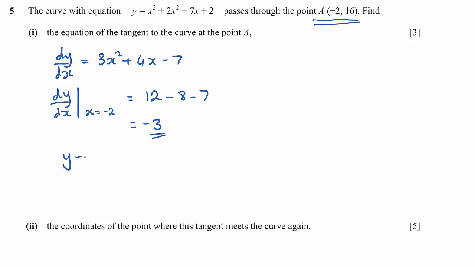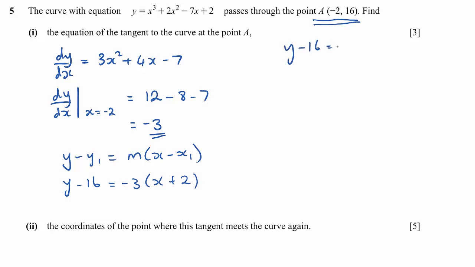So I can now use y minus y1 equals m(x minus x1), and so y take away 16 is going to be negative 3 times (x take away negative 2), which becomes plus 2. So y take away 16 is negative 3x take 6, and then y would be negative 3x plus 10.